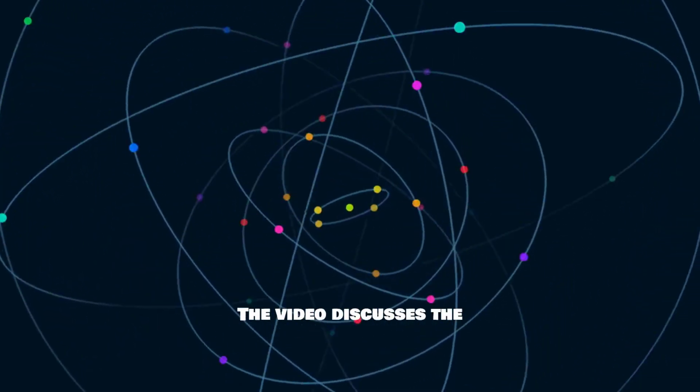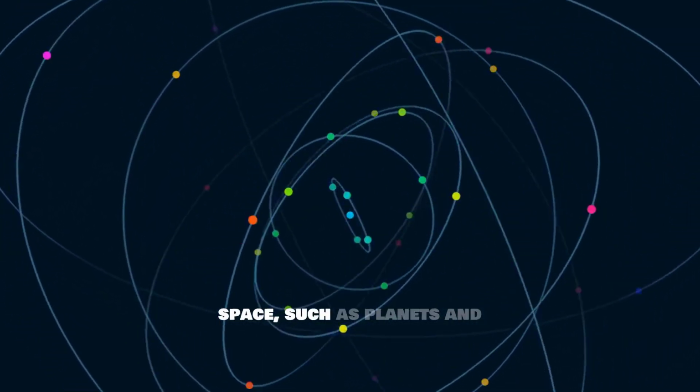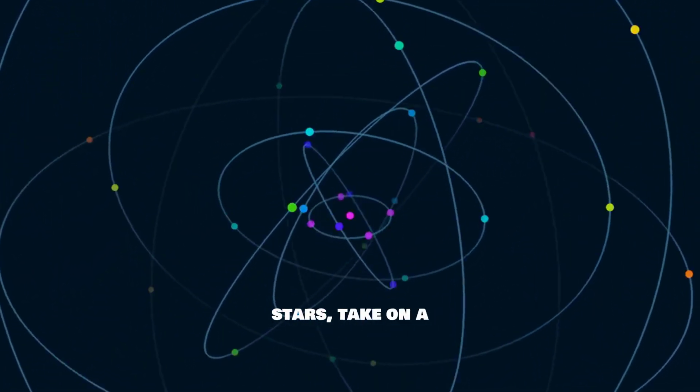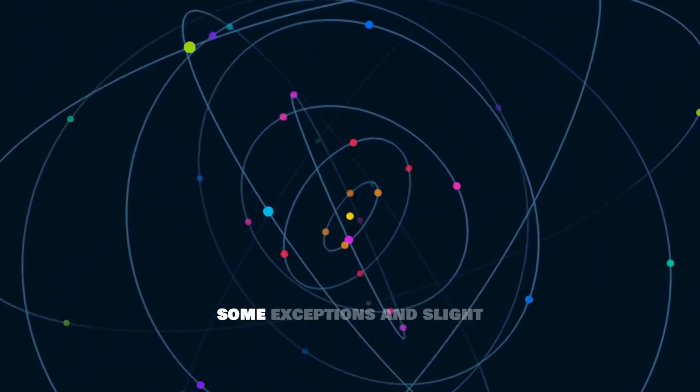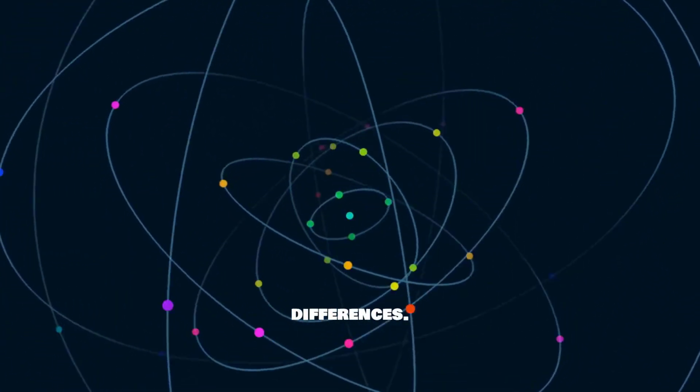The video discusses the reasons why most objects in space, such as planets and stars, take on a spherical shape, while considering some exceptions and slight differences.